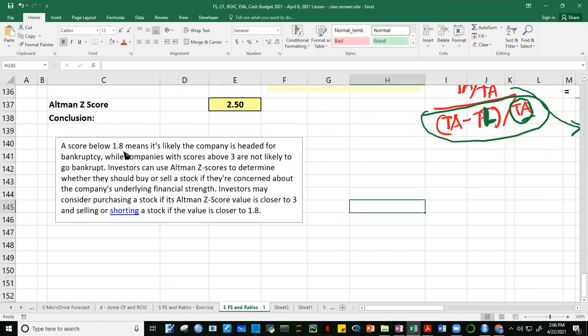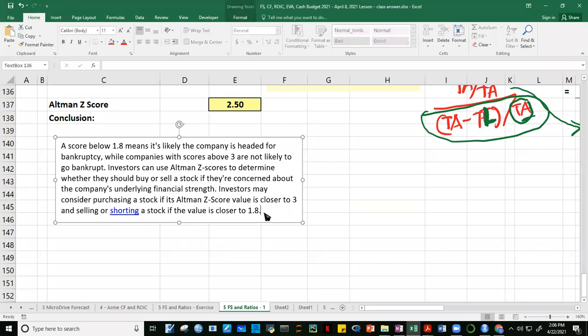Okay, a score below 1.8 means it's likely the company is headed for bankruptcy, while companies with scores above 3 are not likely to go bankrupt. Investors can use Altman Z to determine whether they should buy or sell a stock if they're concerned about the company's underlying financial strength. Investors may consider purchasing a stock if its Altman Z is closer to 3 and selling or shorting a stock if it's closer to 1.8.